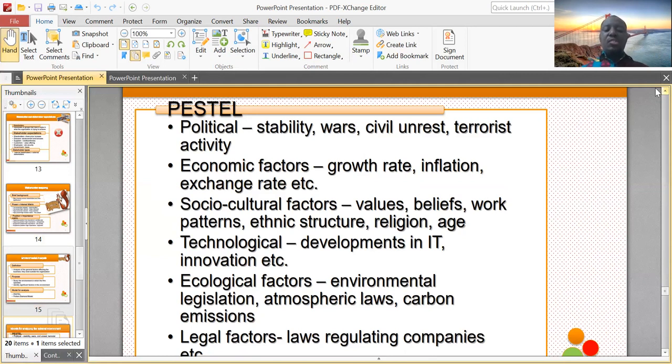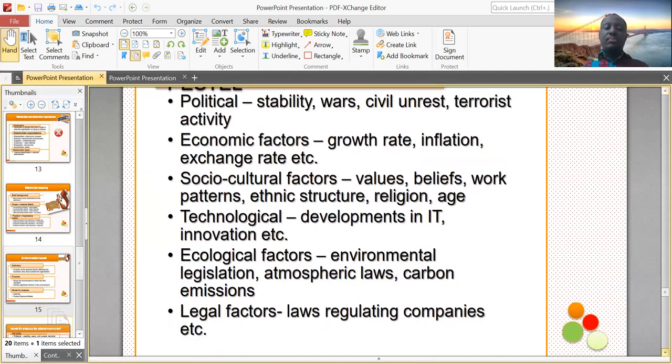Then you also have ecological factors. You are looking more at the environment, you are looking at environmental legislation, you are looking at laws surrounding carbon emissions. Basically, things that protect the ecology, the environment, are very, very key and definitely influence how you operate as an organization.